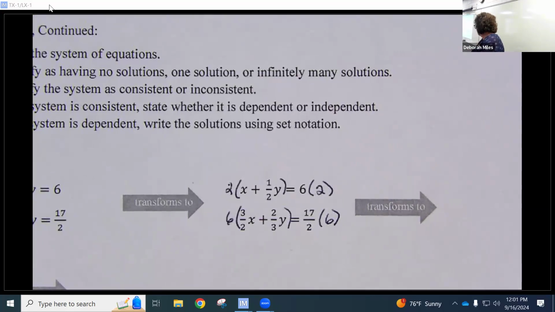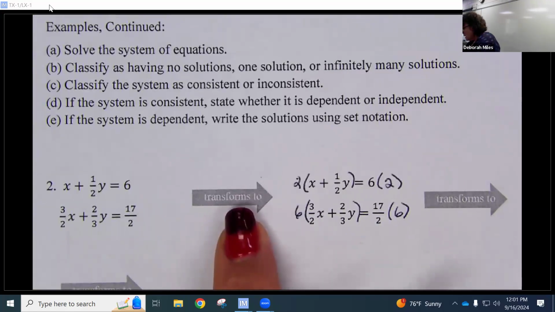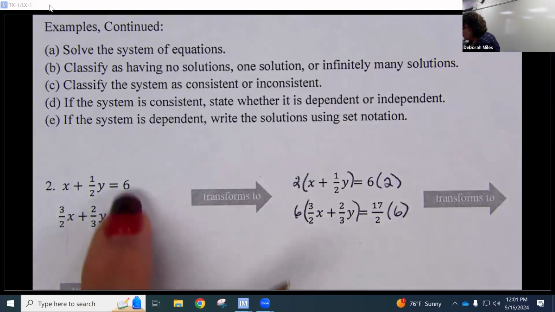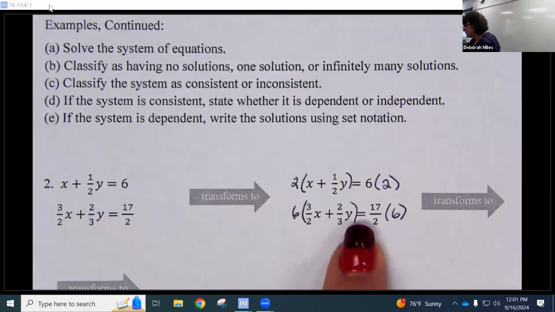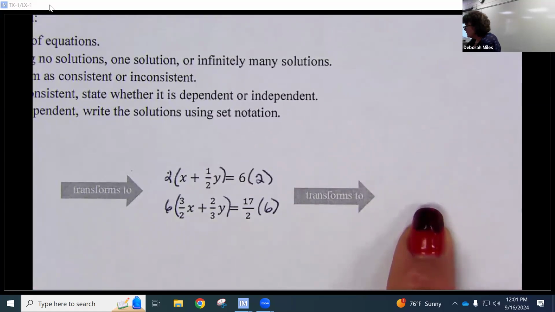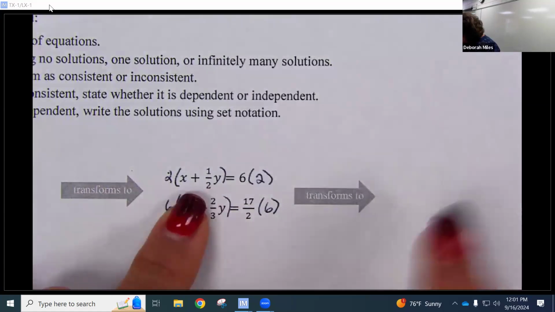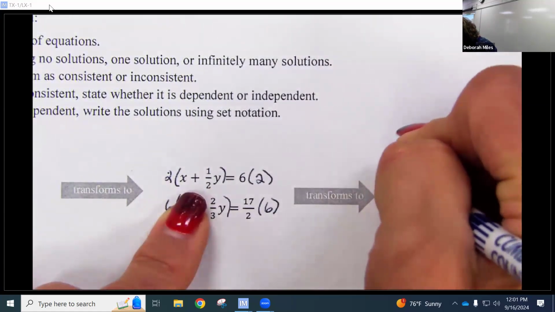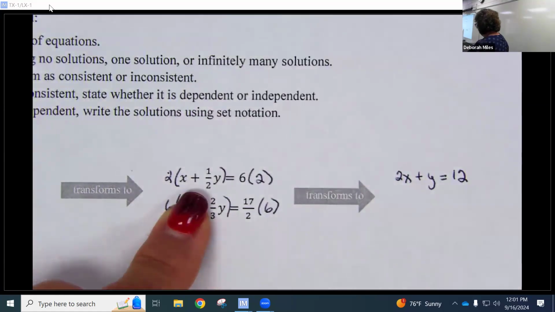Now, all of my arrows are just showing that I started with this system, it transformed into this system. And next it's gonna transform into a system that doesn't have fractions anymore. If I distribute that 2 through the top equation, it becomes 2x plus y equals 12.